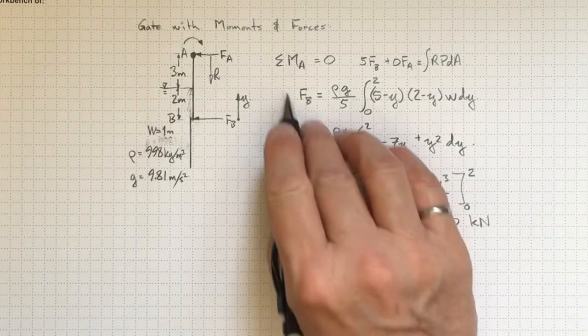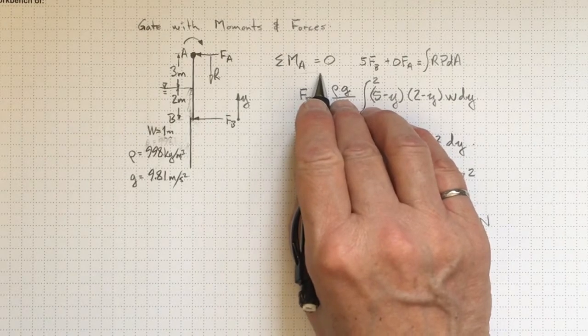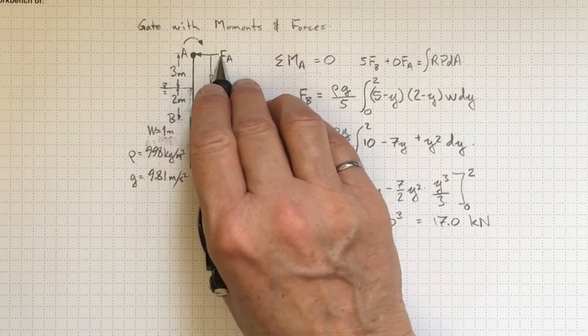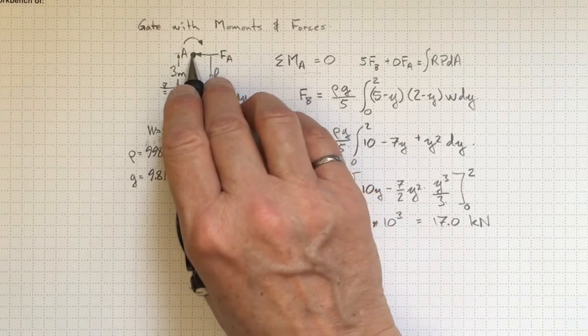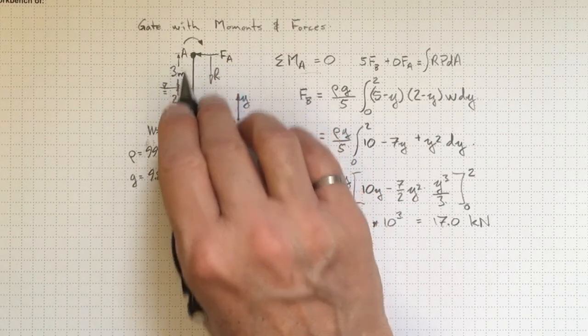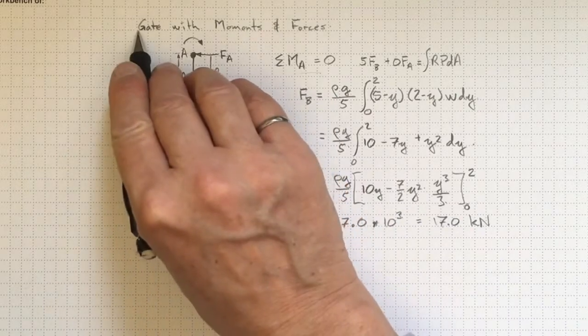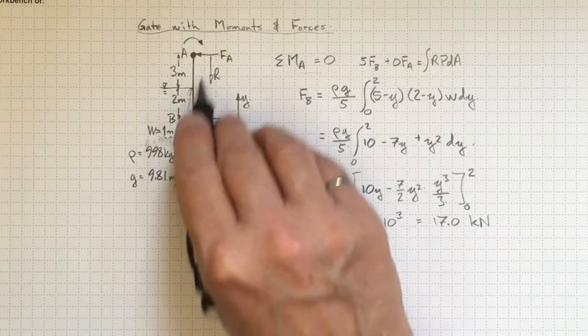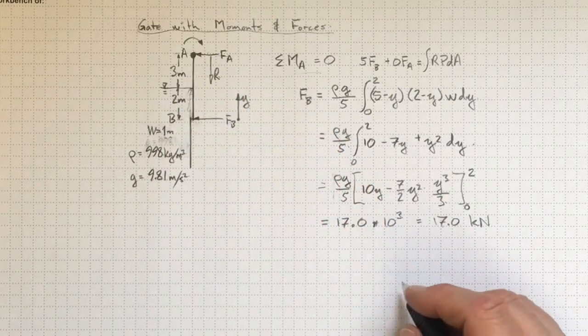Now, I've applied the moment just as I did in a previous one, and I was able to find out what FB is, but I can also now find out what force we need on that hinge to hold the top part of the gate. So this is completing the problem. I've got a gate with both moments and forces, and I can use that to solve the complete set of forces that need to be applied here.